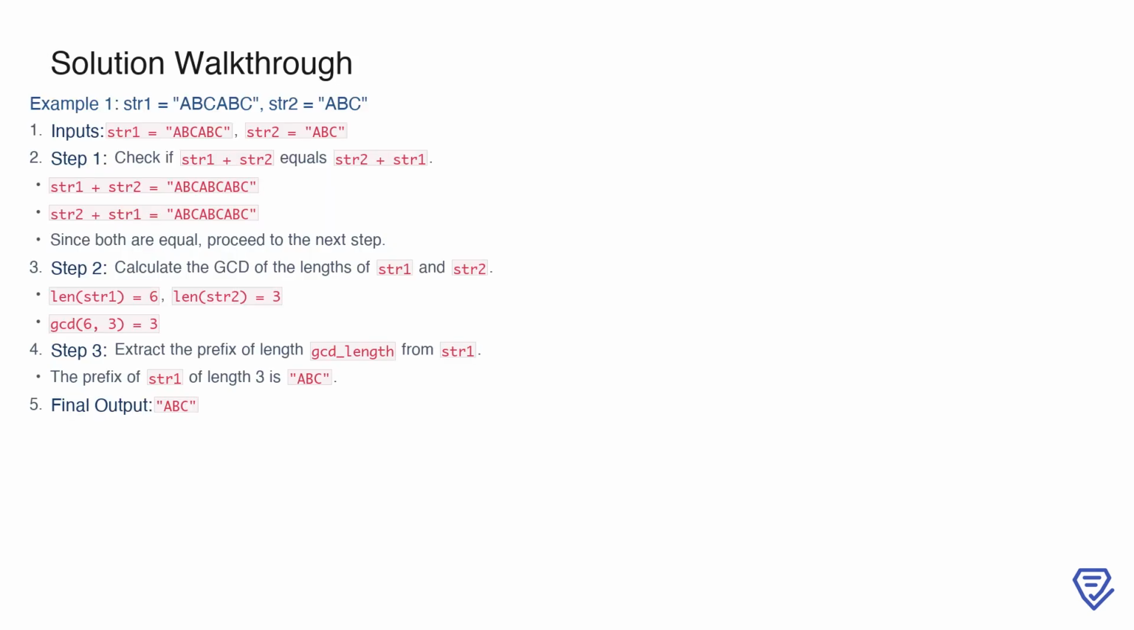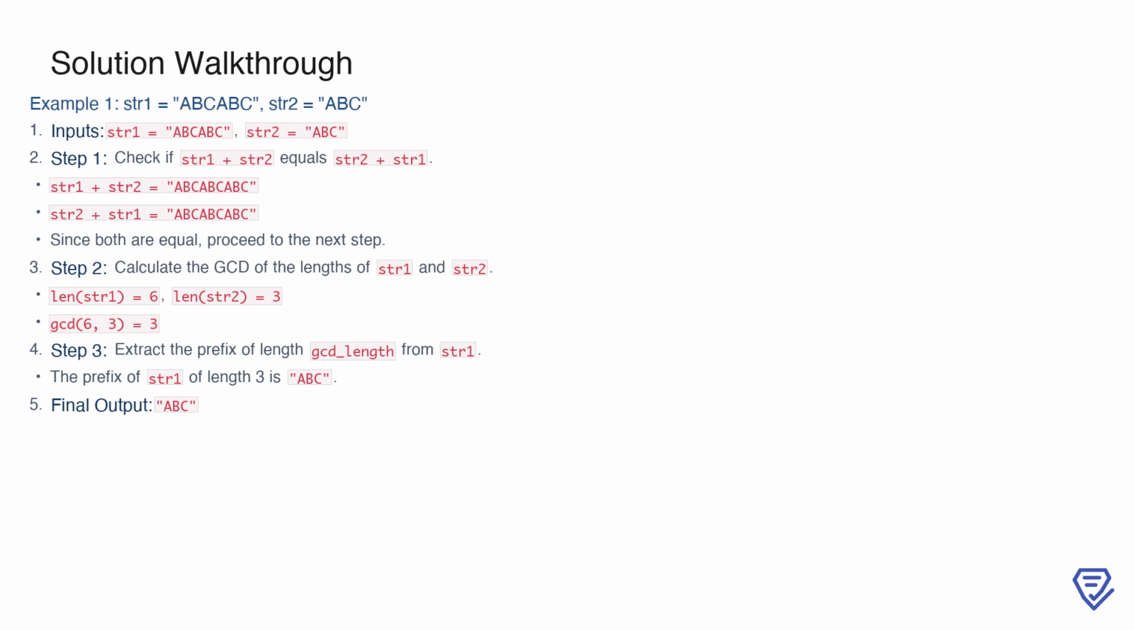Here, we start with the first example where str1 is abcap and str2 is ABC. The first step is to check if the concatenation of str1 and str2 in both orders results in the same string. When we compute str1 plus str2, we get abcapcap, and when we compute str2 plus str1, we also get abcapcap. Since these are equal, we can proceed to the next step. Now, we calculate the greatest common divisor, or GCD, of the lengths of str1 and str2.